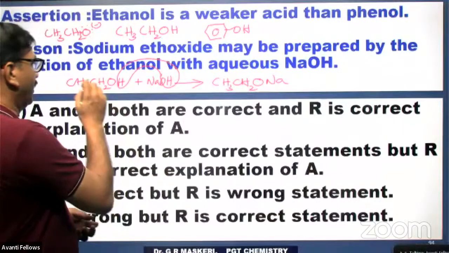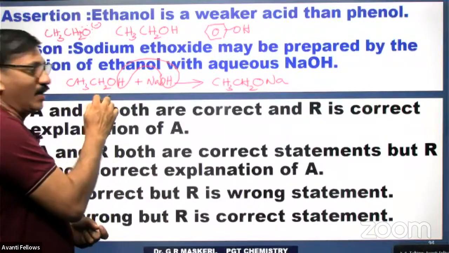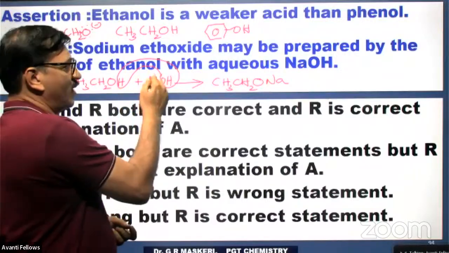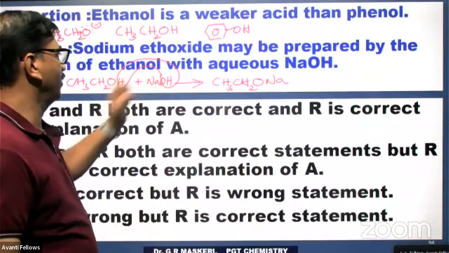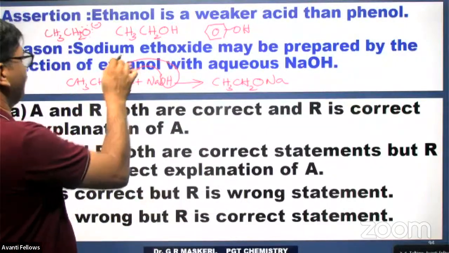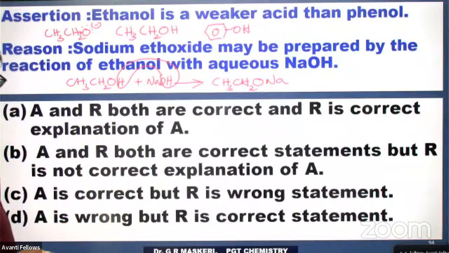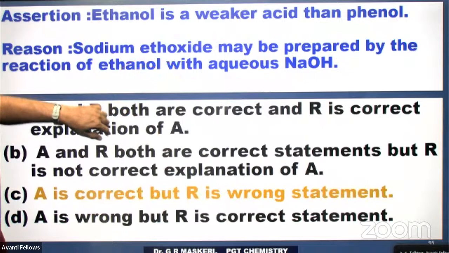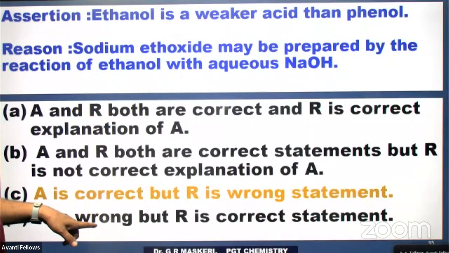So this is the delicacy of the matter, right? Ethanol is not that strong an acid. Phenol reacts with sodium hydroxide to give sodium phenoxide. That is possible, but this is not the right answer. Therefore, the reason is a wrong statement. So if the reason is wrong, option C is to be taken, right?